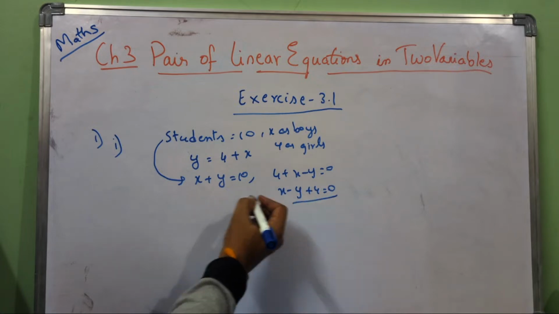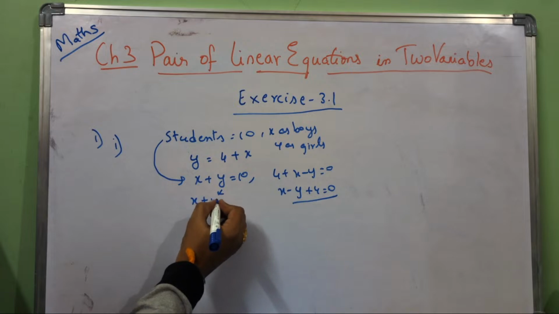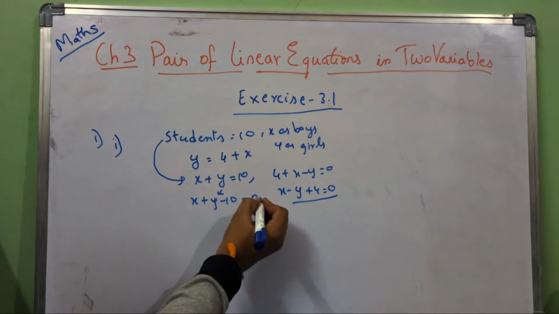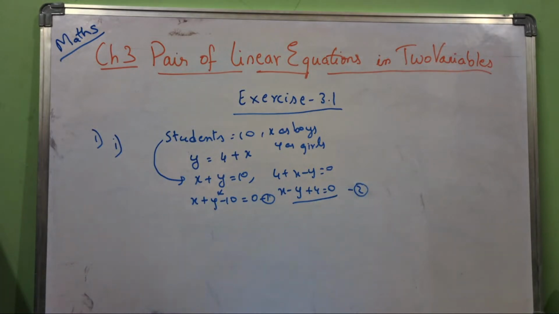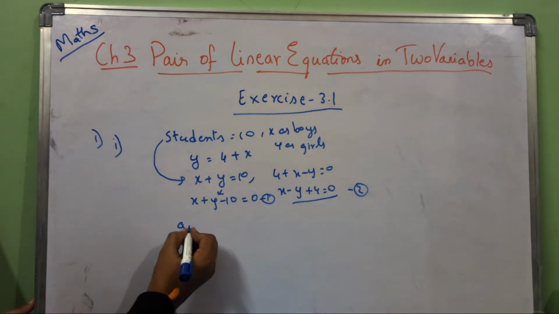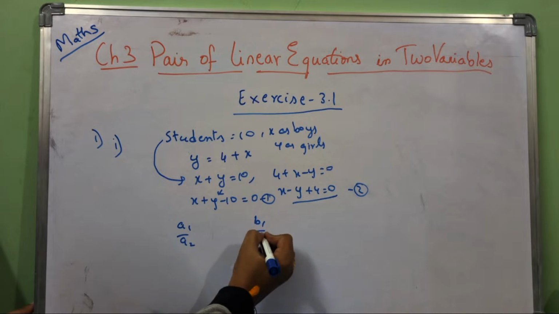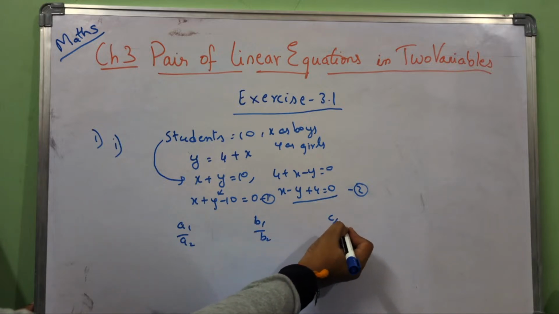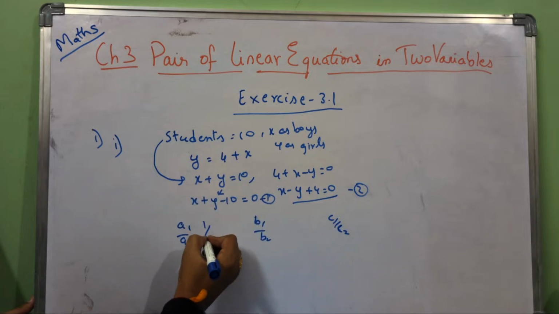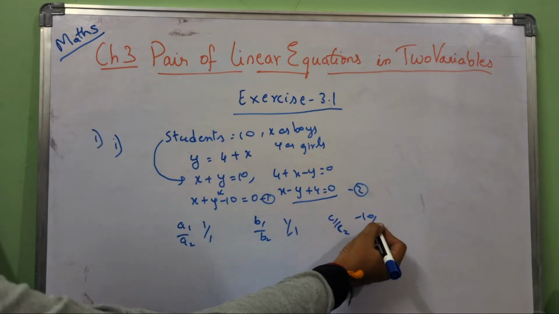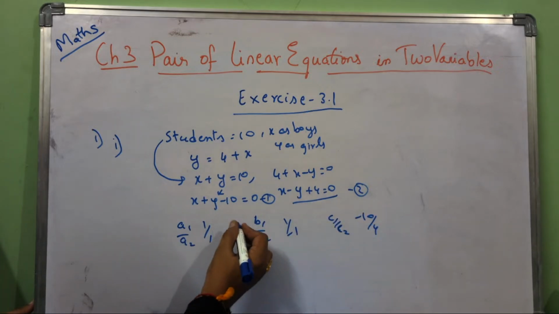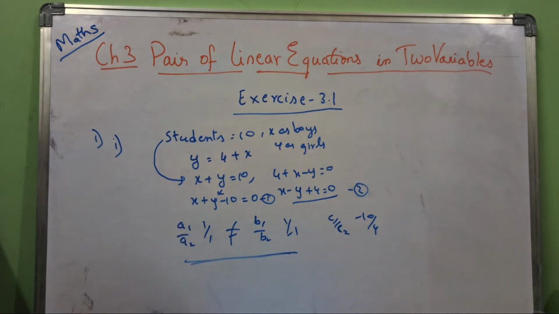Let's write these in the form ax plus by plus c equal to 0. The first one is x plus y minus 10 equal to 0, and the second equation is x minus y plus 4 equal to 0. As per the question, you can also check a1 by a2, b1 by b2, and c1 by c2. a1 by a2 is 1 by 1, b1 by b2 is 1 by minus 1, c1 by c2 is minus 10 by 4. So a1 by a2 is not equal to b1 by b2. Hence they are intersecting lines and will have only one solution.